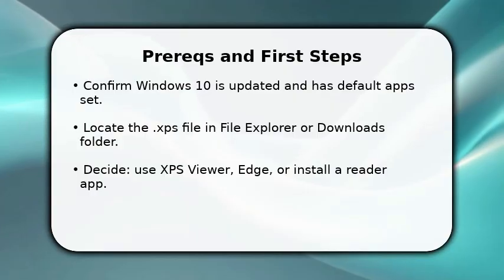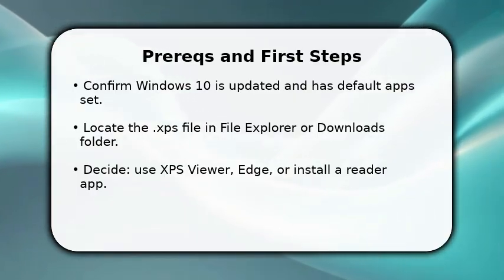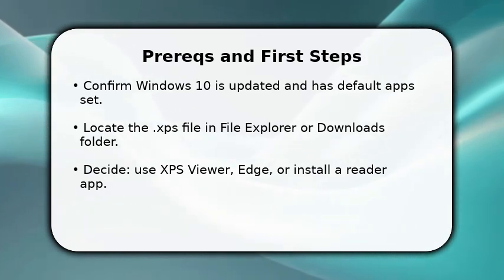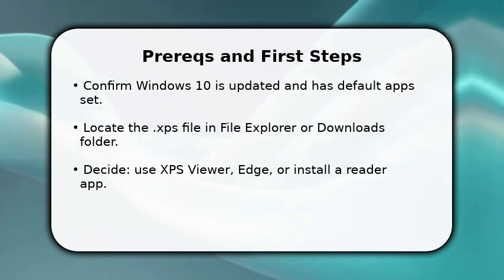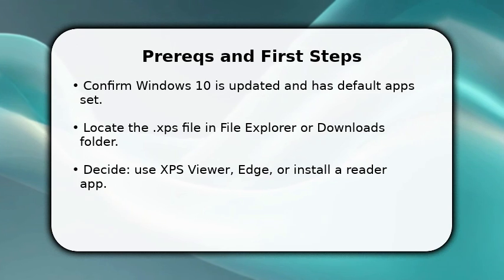Enjoy the video. You start by confirming prerequisites. Windows 10 updated and you have an account with install rights. Open File Explorer and navigate to the folder with the XBS file. This is where you act.